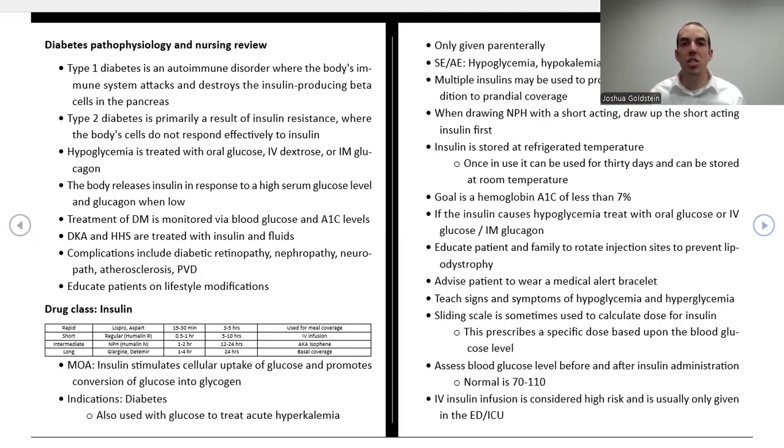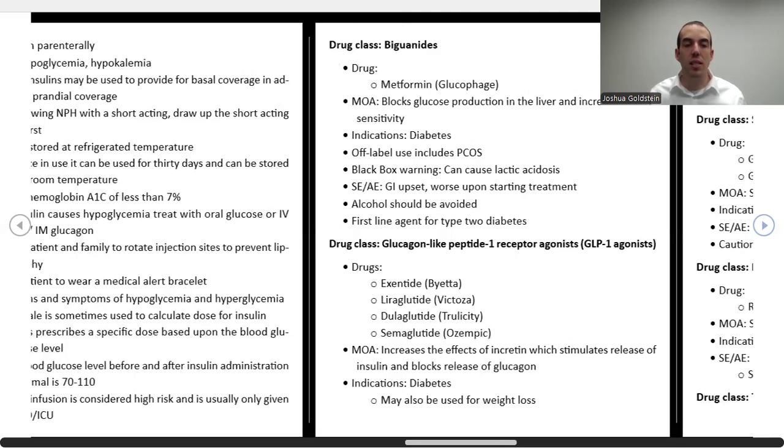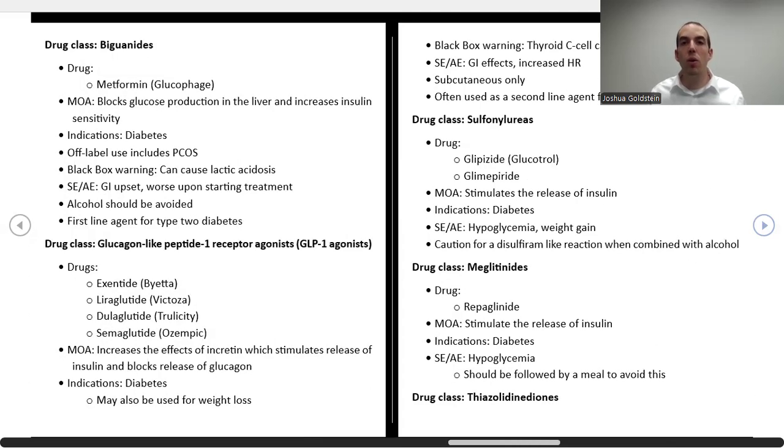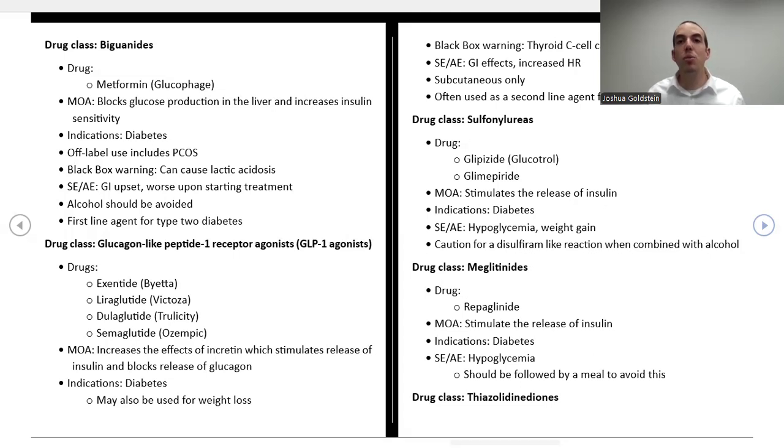Generally speaking, we always have a patient check their sugar before giving themselves a dose of insulin because we can never risk getting it too low because a patient can die from hypoglycemia. IV insulin is considered a high-risk medication, and we generally only do that in ER, ICU, or other acute care settings. Now let's get into the oral and all the chronic medications that we have for type 2 diabetes.